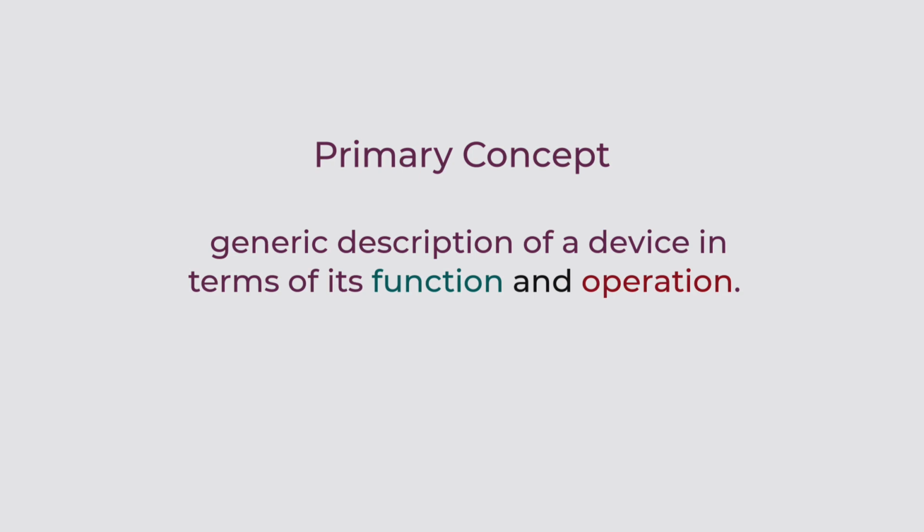Let's start with the definition of primary concept. Primary concept is defined as a generic description of a device in terms of its function and operation. See how I emphasize function and operation. Why function and operation? It is because function and operation are the two important defining properties of the device. Without those, the device is practically non-existent. There is no use in building complex technology which does not have any function nor can be operated.